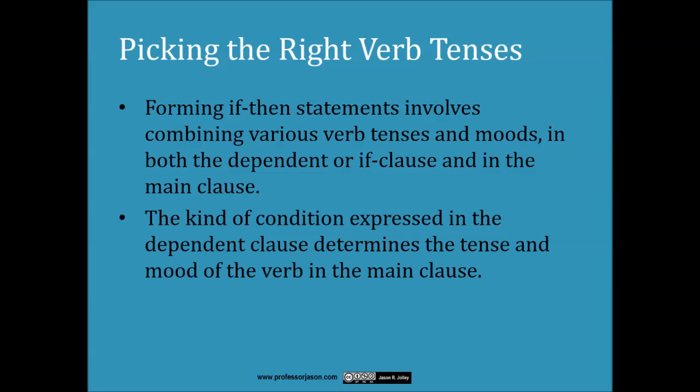Again, tense we're talking about present, past, future. Mood, we're talking about subjunctive, indicative. So that if clause determines the tense and mood of the verb in the main clause. Okay, but that probably sounds pretty abstract. So what we're going to do is look at some examples of each of the 4 kinds of if clauses I just introduced, and I'll point out what verb tenses and moods should be used as we go along.